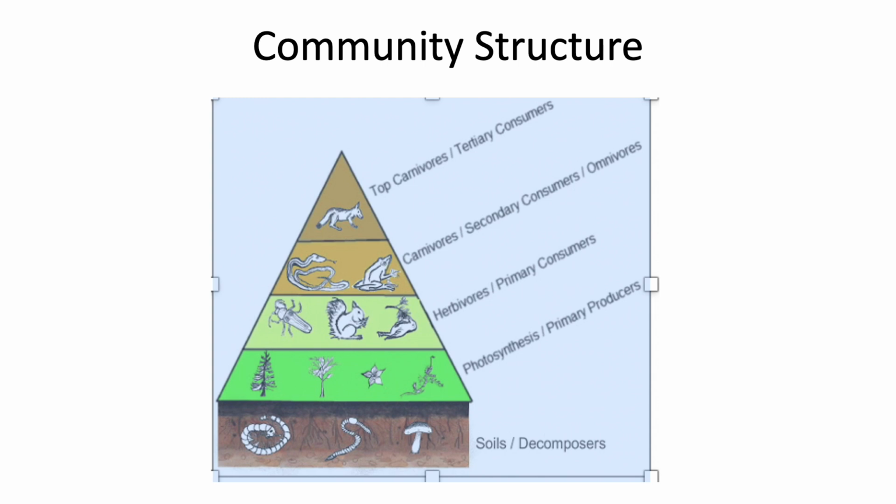This is another representation of community structure, where you have the decomposers on the base. You have the photosynthetic organisms at the base of the pyramid. Consuming the photosynthetic organisms are the herbivores. These are the primary consumers. Above this, you have a mixture of carnivores and omnivores, those that are consuming the primary consumers. And then at the top, where you have the fewest representative species and the lowest amount of biomass, is where you have the top carnivores.